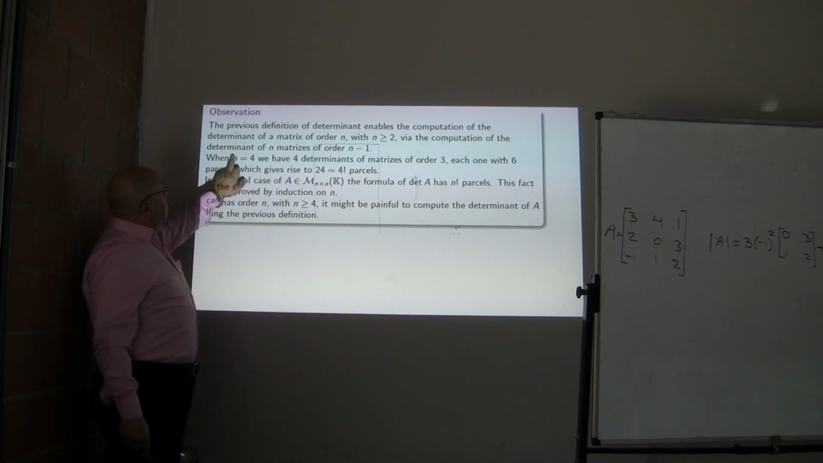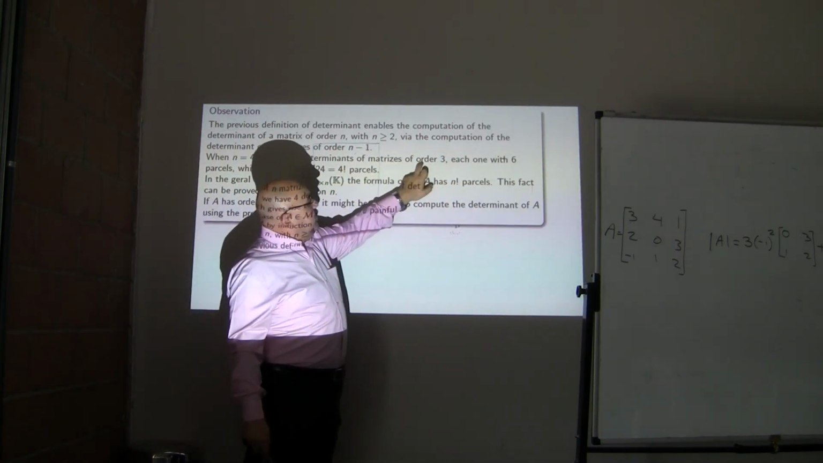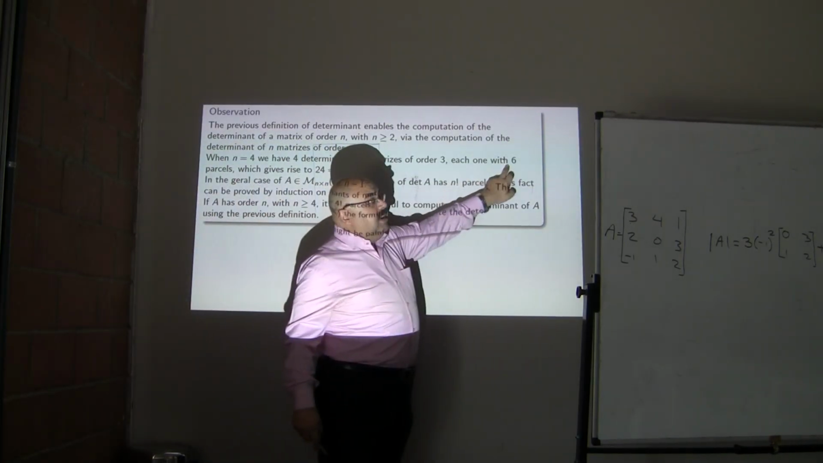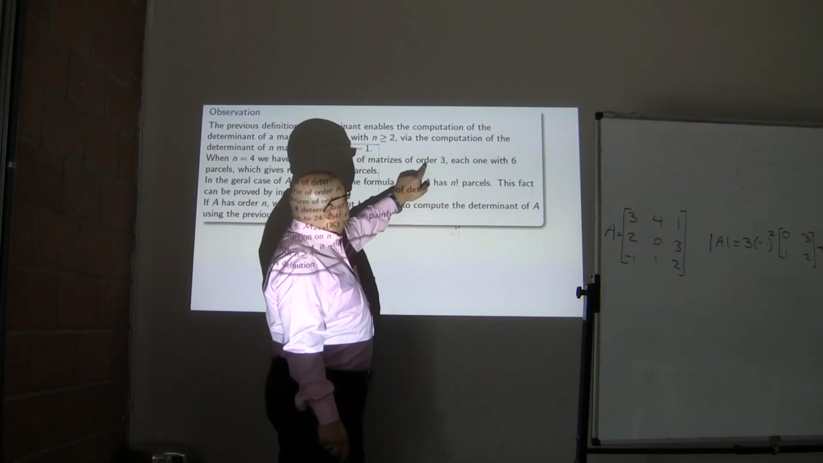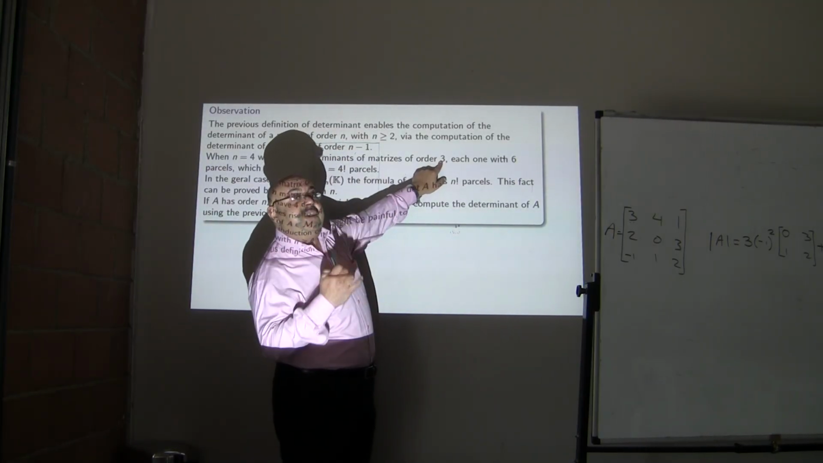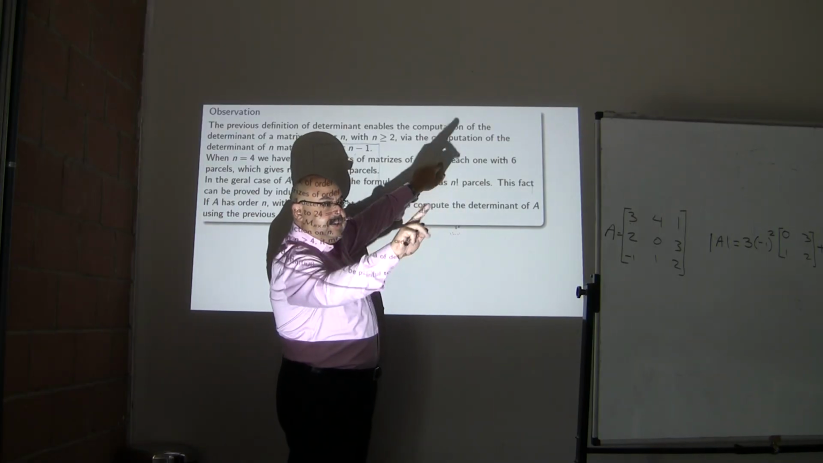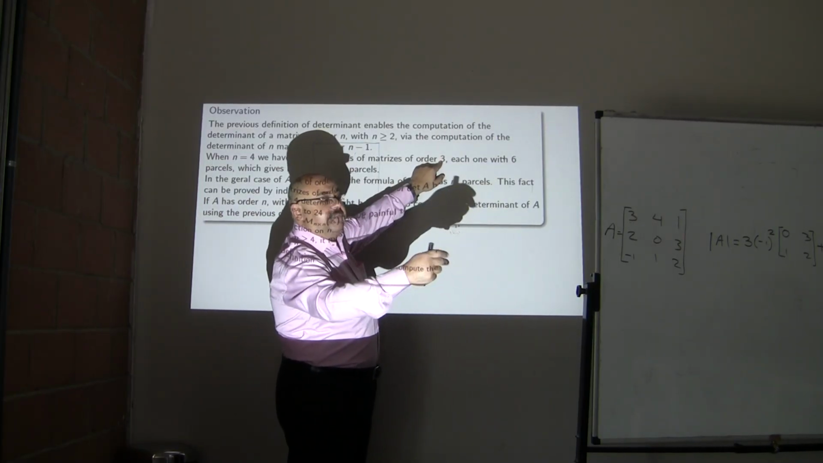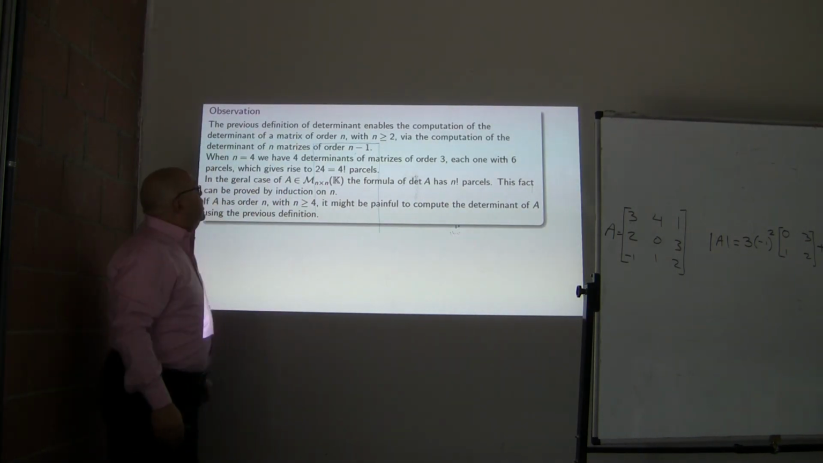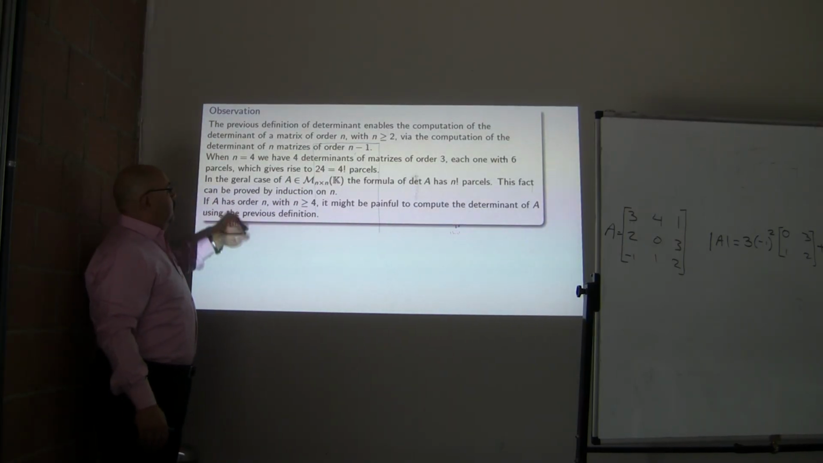So here once more, a 4 by 4 will be expanded into 4 determinants of 3 by 3 matrices, each one with 6 terms. Why 6 terms? Because each 3 by 3 matrix is expanded into 3 2 by 2 matrices, and each 2 by 2 is expanded into 2 elements. So if you multiply 2 by 3 by 4, you end up with 24, or n factorial, terms.